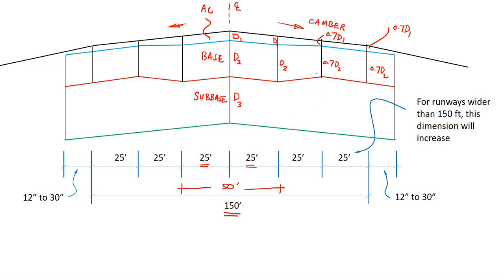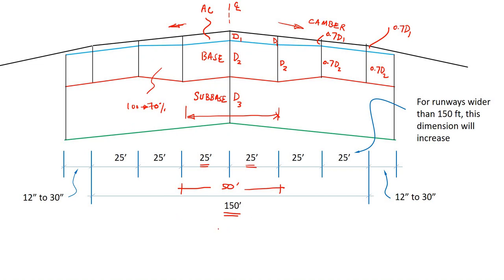So why do we do that? Because the heavy load is always in the center. The center portion is going to take the full load. That's why this is called the critical portion. This critical portion is the center 50 foot, where we provide full thickness, and after that this thickness is reduced. So this is tapered from 100% to 70%. Here we reduce from 100% to 70%. So this is a typical thickness of a pavement.